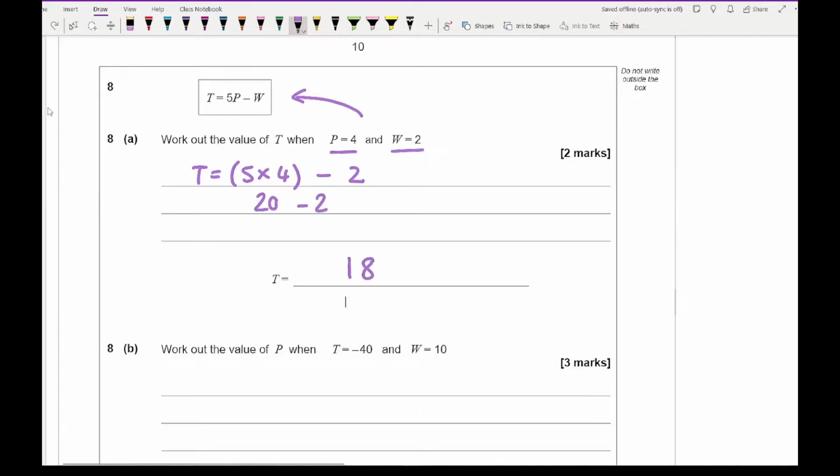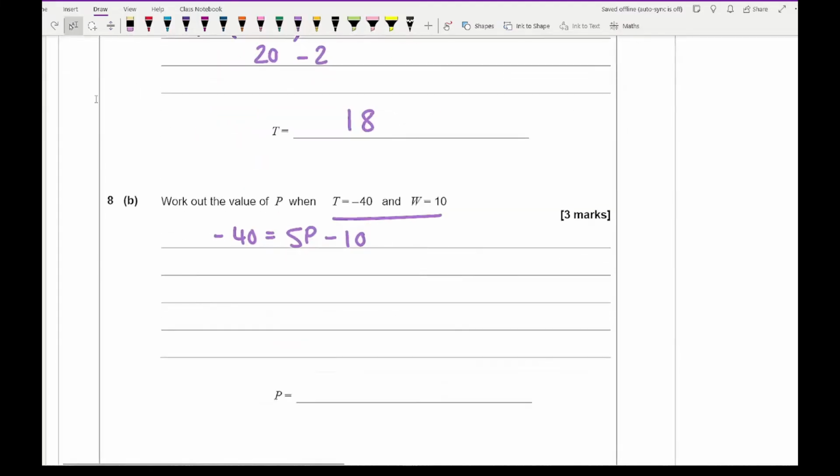It then says work out the value of p when t equals minus 40 and w equals 10. So substituting these values into this formula here, we get minus 40 equals 5p minus 10. And again, what we then want to do is solve this equation. So I take the minus 10 over to the other side by adding 10. So that becomes minus 40 plus 10, which is minus 30, equals 5p.